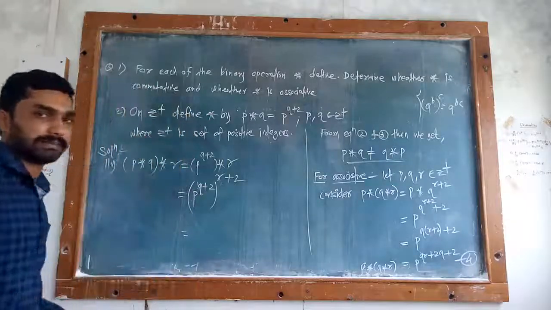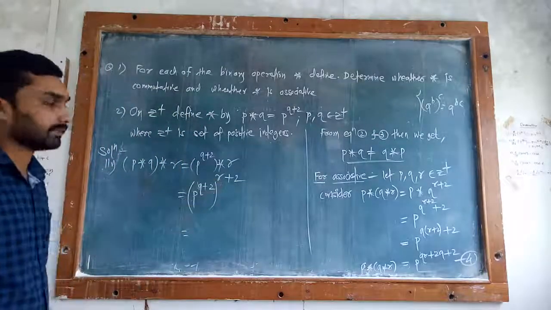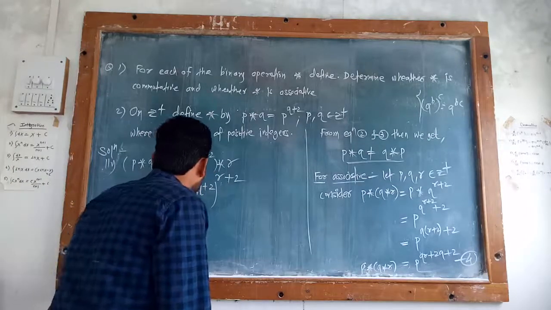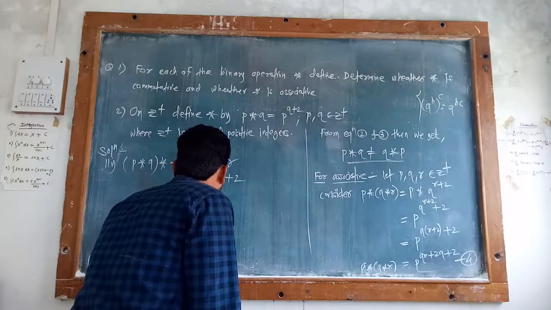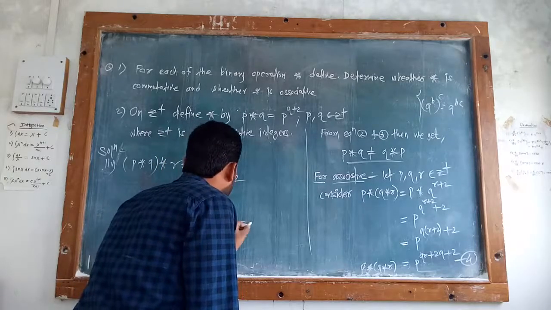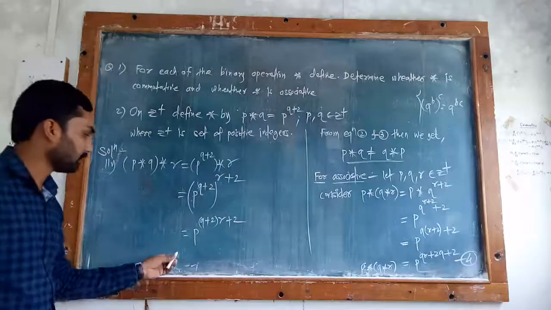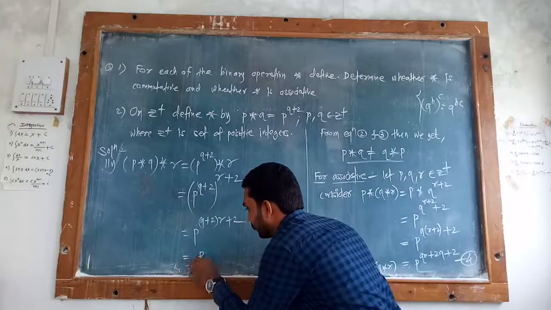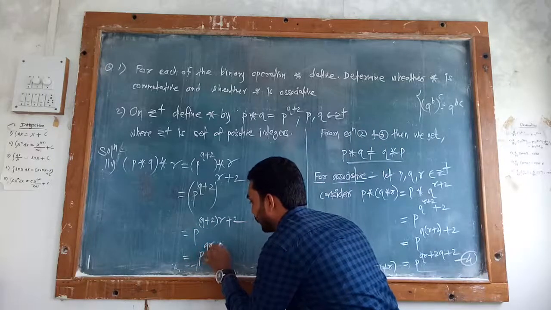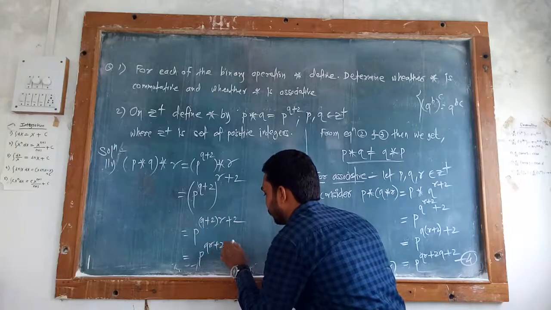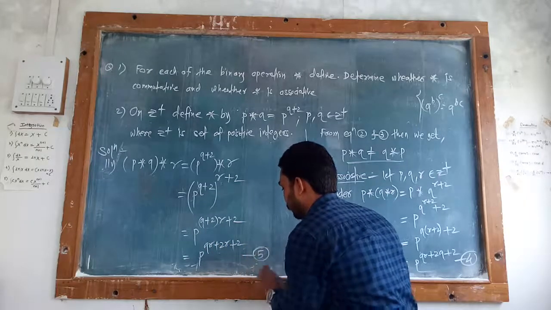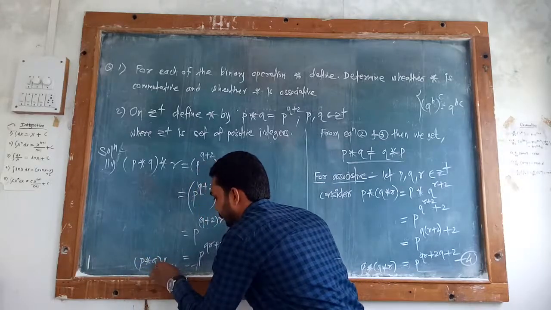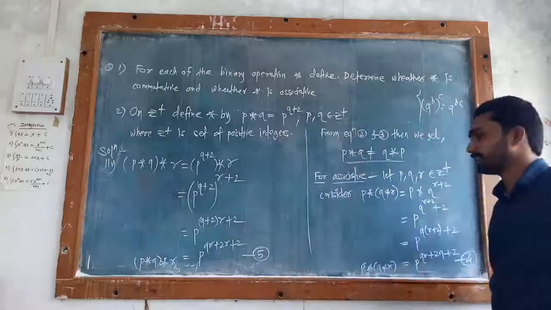Now again use the same exponent rule: a raised to b raised to c becomes a raised to b into c. That is, take the product of the two exponents. So p raised to q plus 2 into r plus 2. Now simplify this one. Then we get p raised to qr plus 2r plus 2, call it equation number 5. Sorry, on this side, this is p star q, against star with r. This is equation 5.